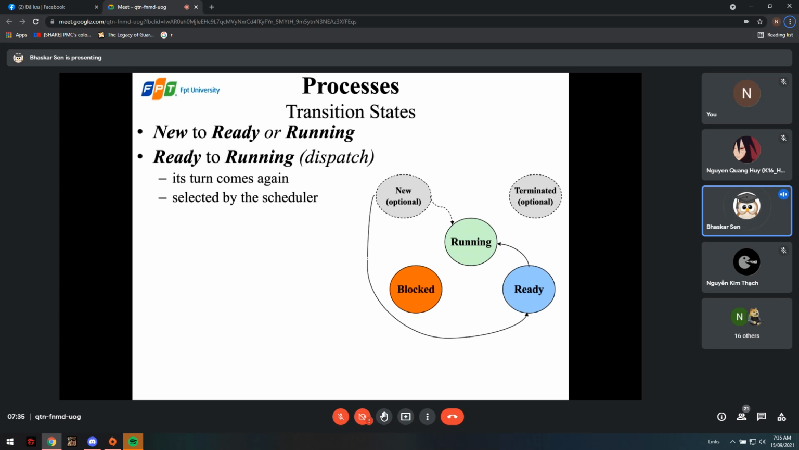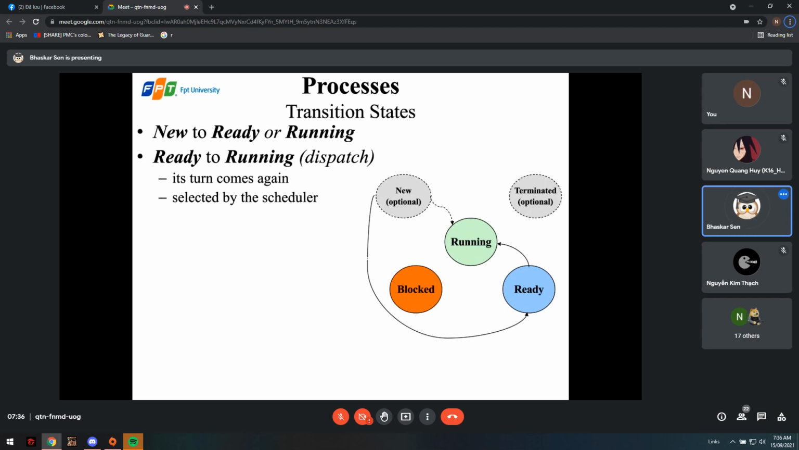Moving on, the next one. If a process is in the ready state, the only thing it can do is go to the running state, nothing else. If a process is still in the ready state, it can't get blocked. It can't get blocked. So from the ready state, it can only go to the running state.